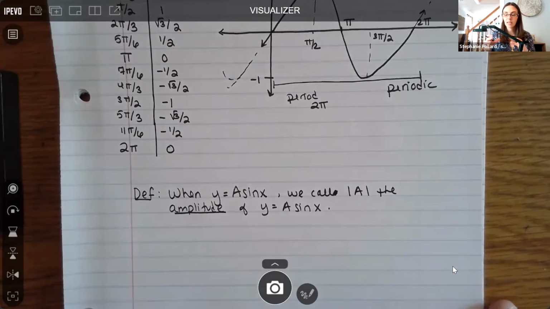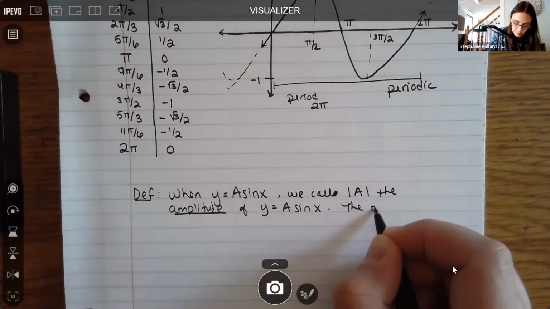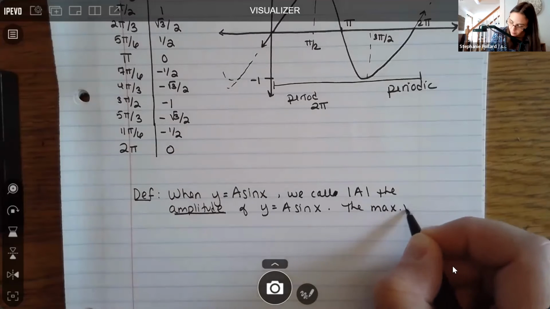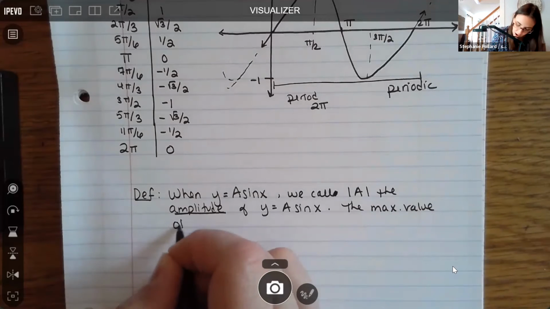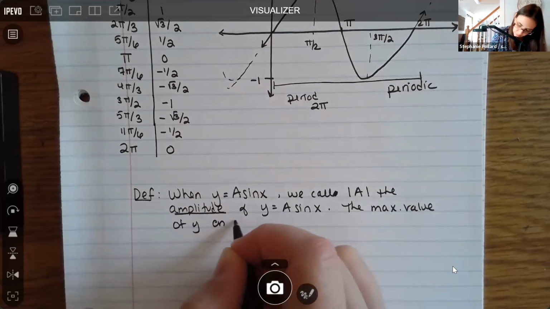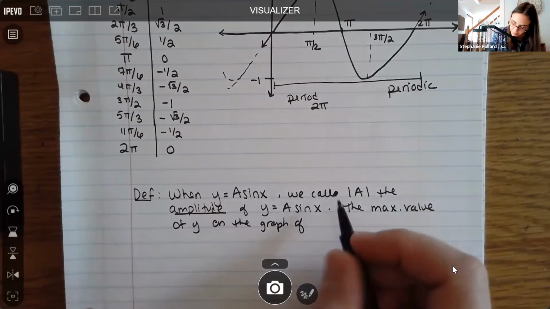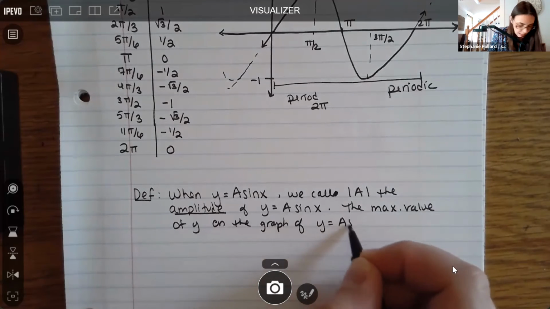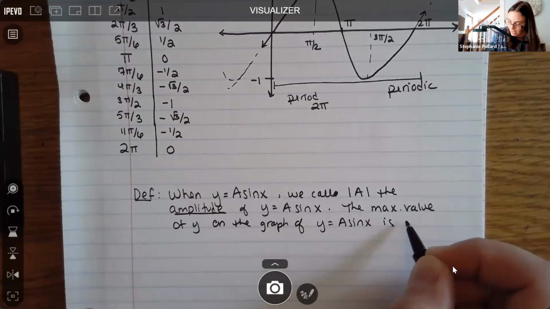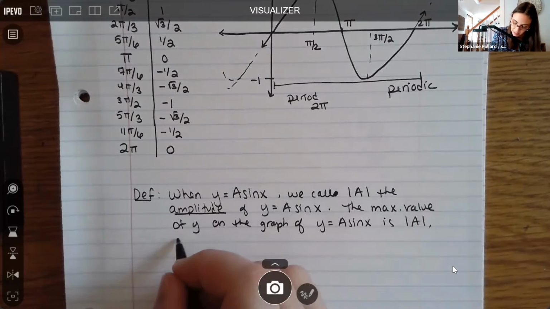And what happens is this really tells us how tall our graph is going to be. So instead of the height just being at 1 as the max, if we have a multiplier out front, it's going to change that max height. So the maximum value of y on the graph of y equals a sine x is the absolute value of a, again, which is the amplitude.